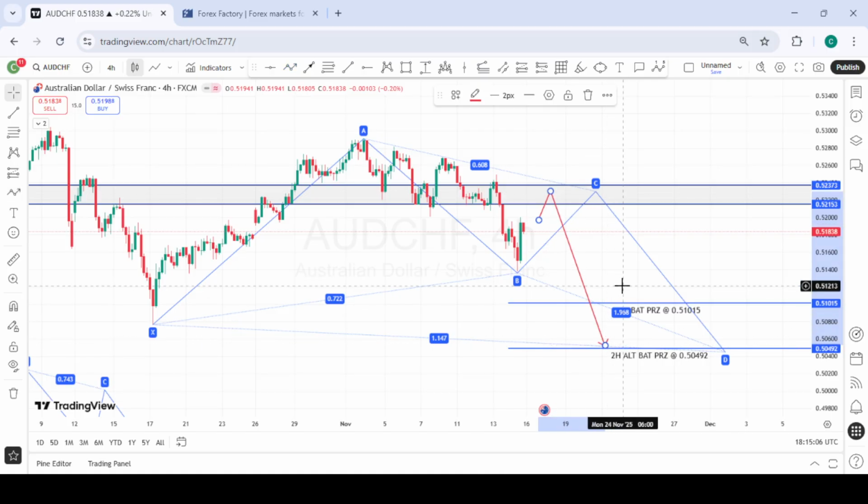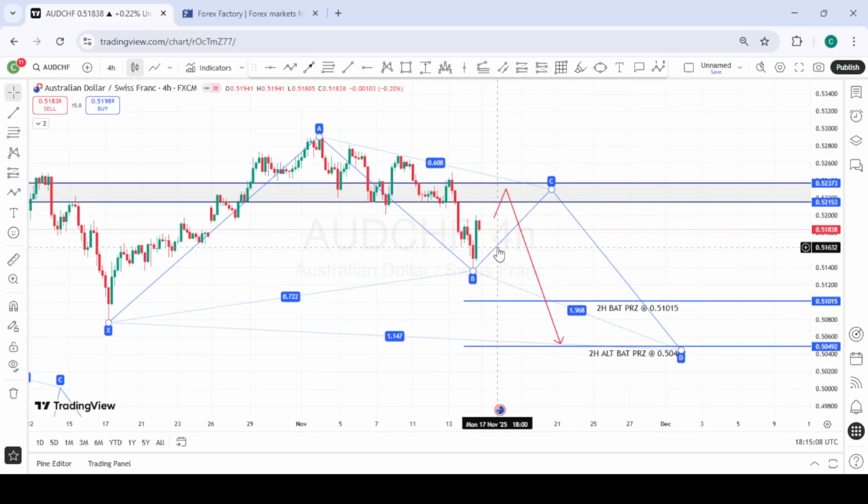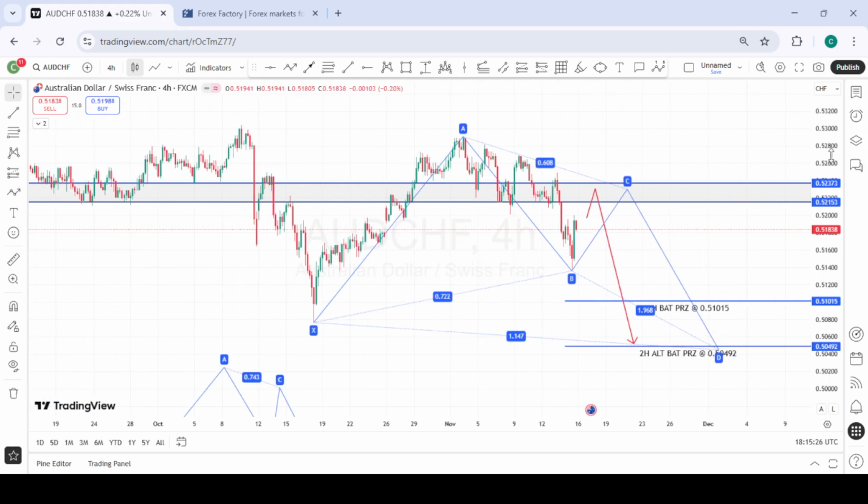Should this one form, then the pattern is going to shift rather to a Gartley pattern instead of a bat or alt bat pattern. So this trade is very subjective, but then you can still have these two targets as your targets, and you're going to just monitor the momentum of price when price is approaching these areas, and then know how to take your profits from this trade.